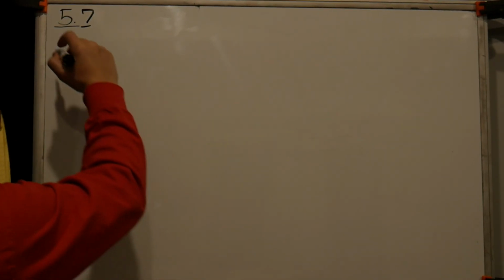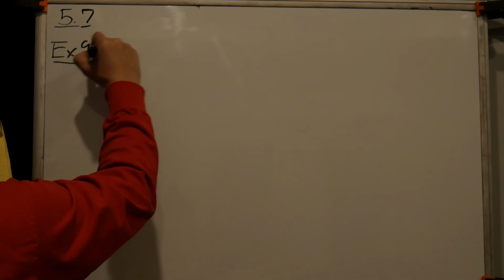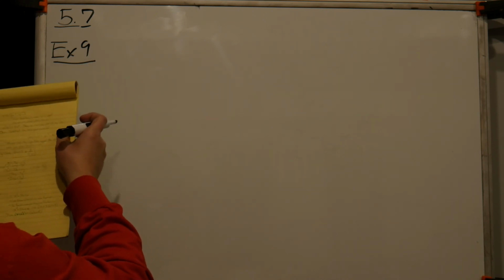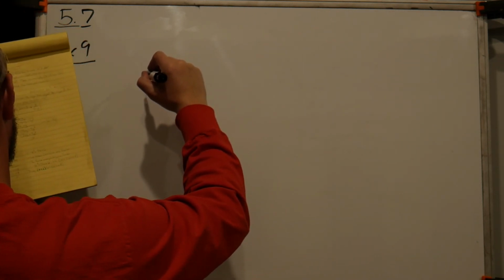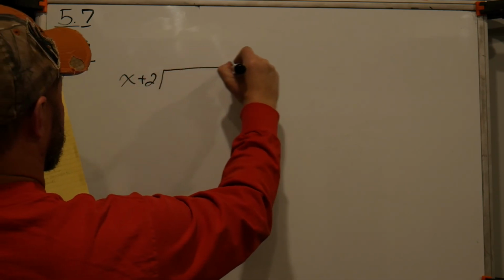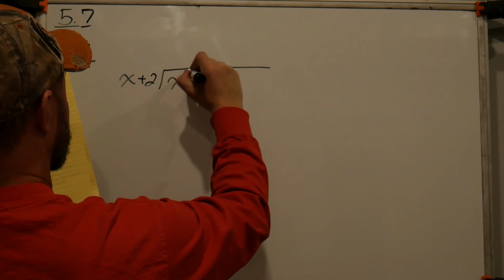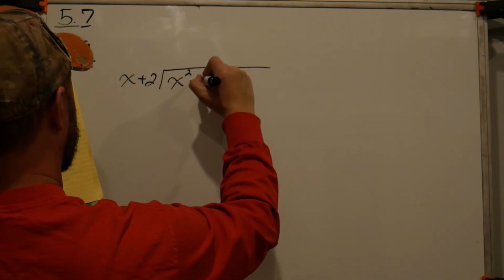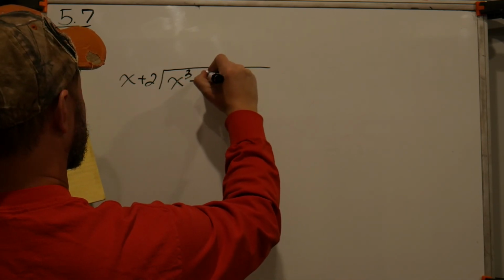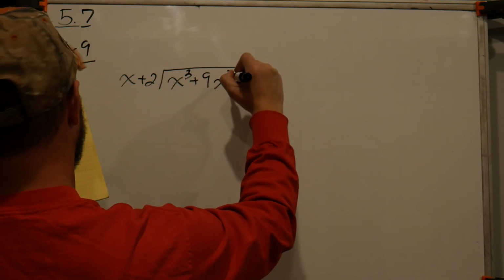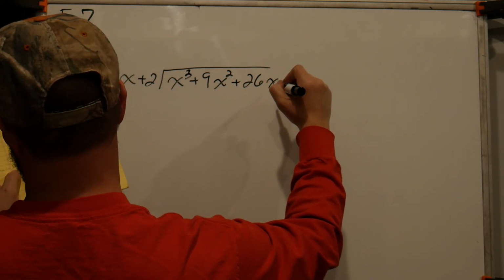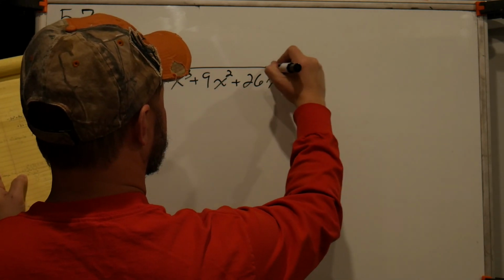Okay, one more. Let's do example 9. I might not have written it out or they just gave it to us, but we are taking x plus 2 into x cubed plus 9x squared plus 26, this is a doozy, x plus 24.